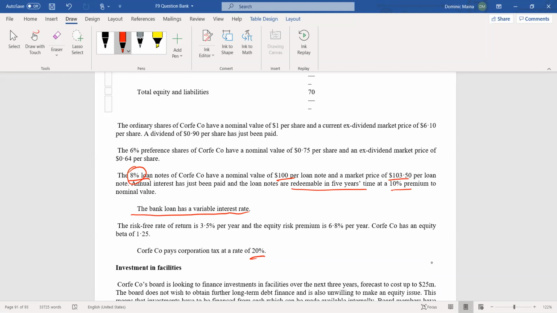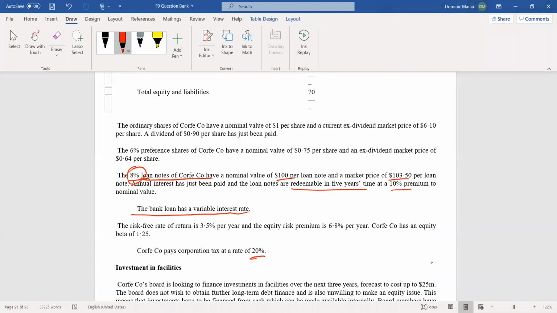Don't forget, we said that in the case of variable interest rate loans, we either use the history of that loan, which in this case we don't have, or we try to see whether the company has another debt instrument. In this case, this company has the bond we have just discussed, the 8% loan notes. Therefore, we can construe the cost of this bank loan to be equal to the cost of the loan note of this company. That's simply an extrapolation.